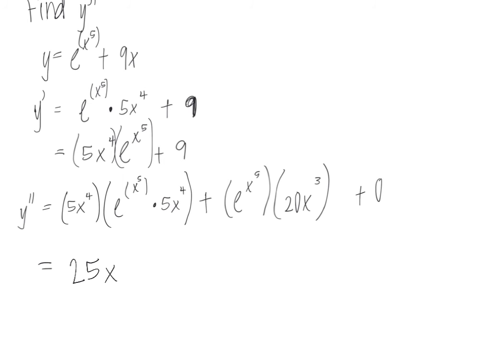x to the fourth times x to the fourth is x to the eighth, e to the x to the fifth, plus 20x cubed e to the x to the fifth. Now look, you could pull out a GCF. There's a GCF of e to the x to the fifth. There's a GCF of 5. There's a GCF of x cubed.